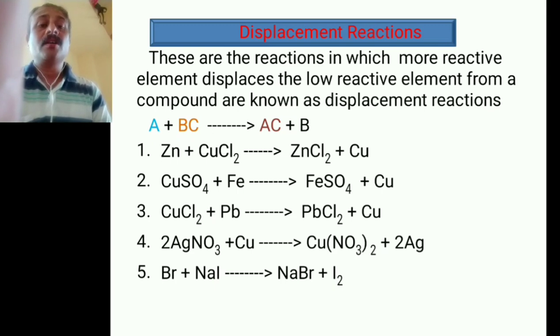And bromine plus sodium iodide. In all of the first four examples I mentioned, one metal is displaced by another. But the last one, the fifth, is a different example. Here bromine displaces the iodine. Bromine is a non-metal. A non-metal displaces another non-metal, combining with a metal like sodium. So sodium bromide will form plus iodine will form. These are some of the examples for the displacement reaction.